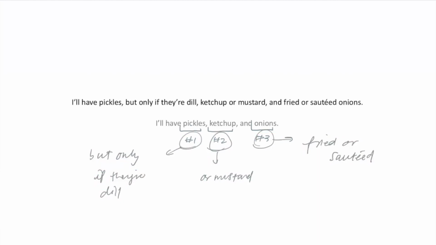If we rewrite our sentence, then we get this whole mega sentence. "I'll have pickles, but only if they're dill, ketchup or mustard, and fried or sauteed onions." This is a long sentence, but it's much more informative because it gives the chef a little bit more information about my preferences and that kind of thing. We're still preserving our 3 chunks: pickles, but only if they're dill, is number 1, and then ketchup or mustard, that's number 2, and then fried or sauteed onions, that's chunk number 3. We've also, as you can see, kept our 2 commas, which separate item number 1 from number 2, and then also item number 2 from number 3.